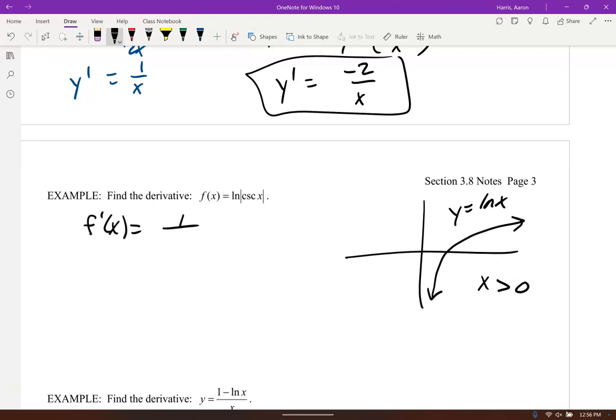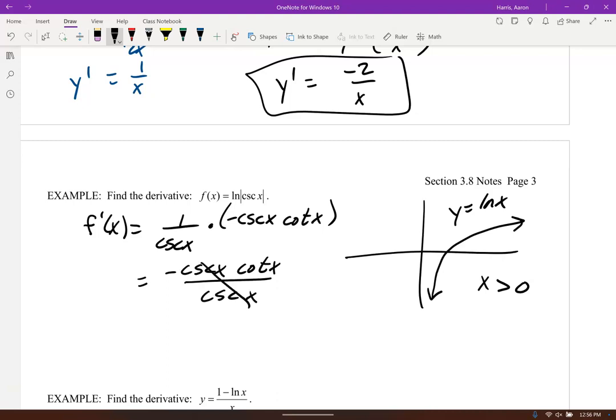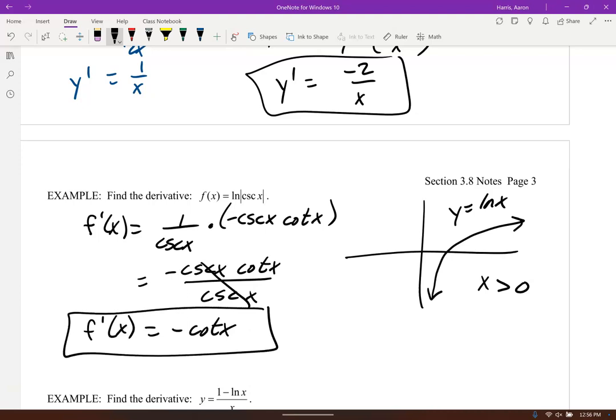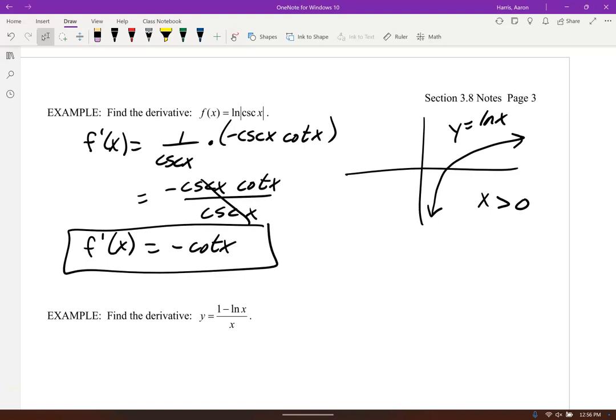So we got 1 over that cosecant of x times, now we take the derivative of the cosecant. Well, the derivative of the cosecant is negative cosecant cotangent. And so we got negative cosecant x cotangent x all over cosecant of x, which is negative cotangent of x. And that's the derivative of the natural log of the cosecant of x.